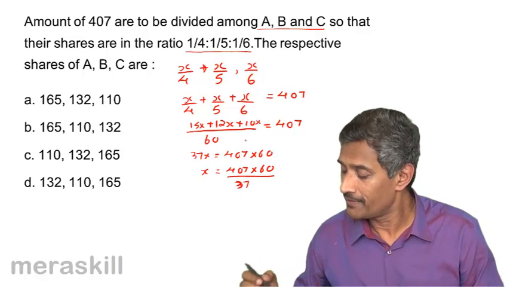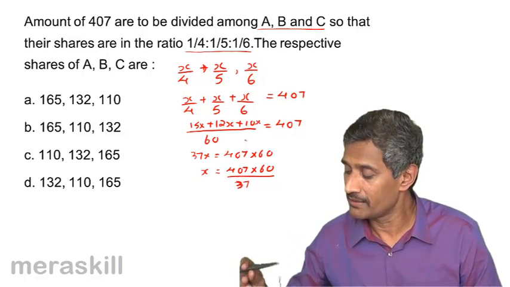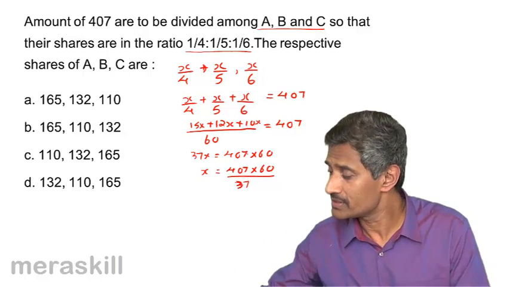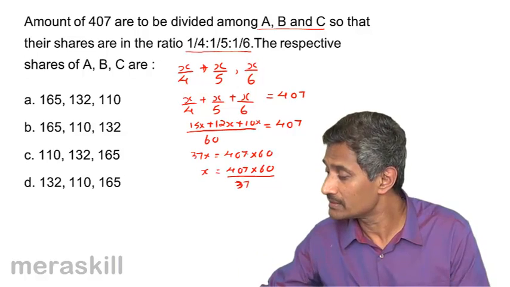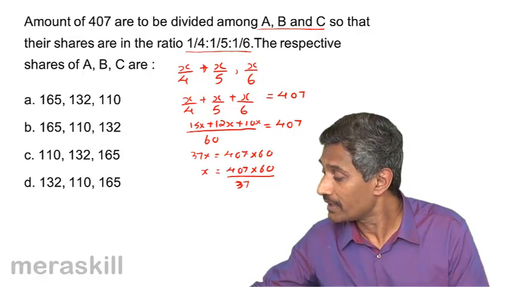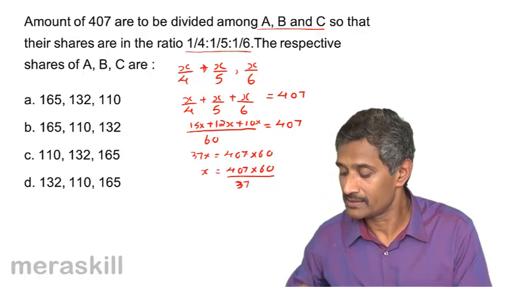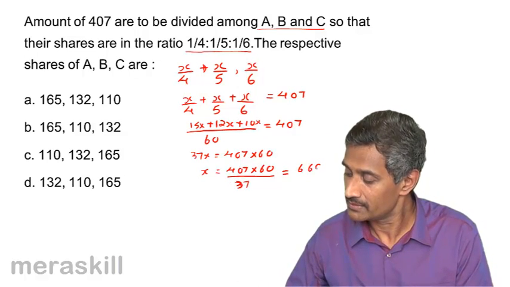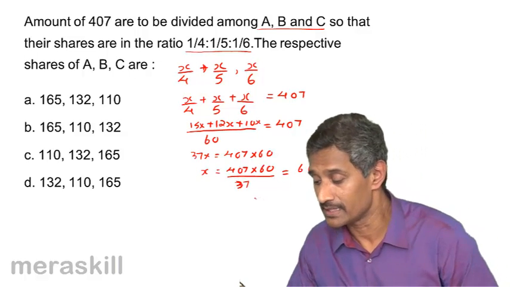So we have 407 into 60 divided by 37. Let's use a calculator and see what we have. We have 407 into 60, divided by 37, and we get 660. So x is 660.